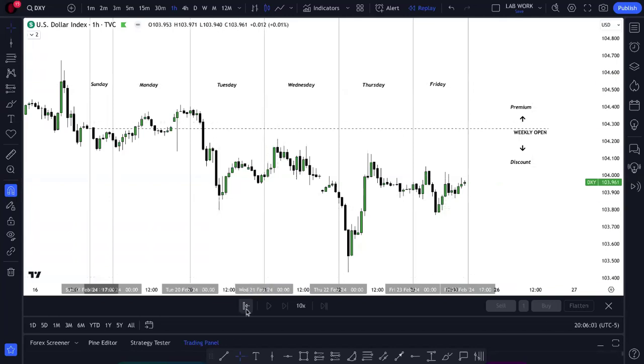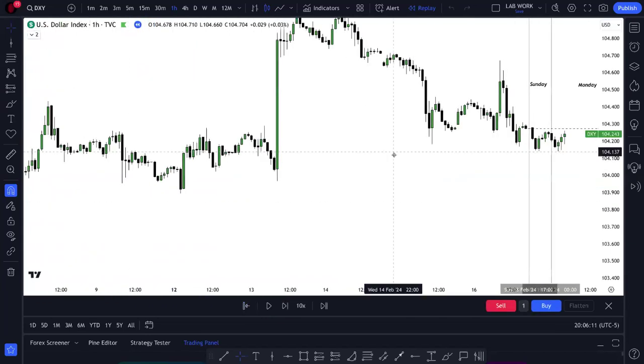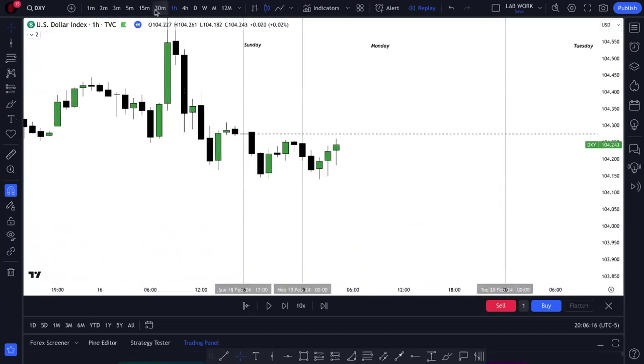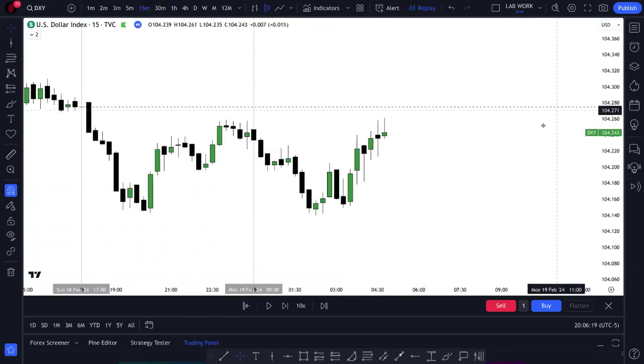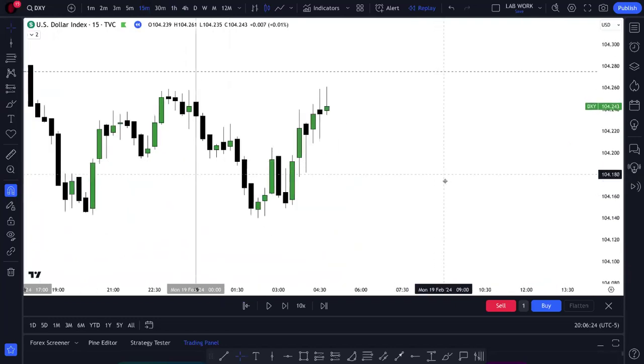So let's go back to Monday. I'm going to go right to 5 a.m. here, and I'm going to drop down to the 15-minute time frame. This is the preferred time frame when I'm looking for intraday setups and trying to frame liquidity pools. I'm going to frame it from a 15-minute time frame perspective every single time.